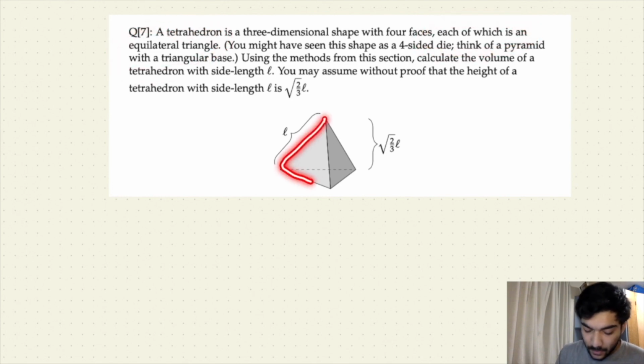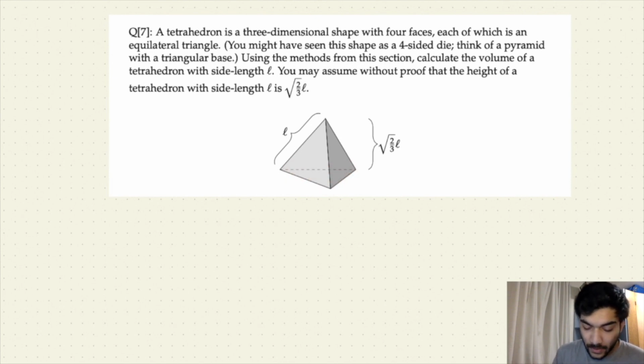So if you have this tetrahedron over here, each of the sides is an equilateral triangle. This is an equilateral triangle, this is an equilateral triangle, and the base is also an equilateral triangle of the same properties with the same side lengths.